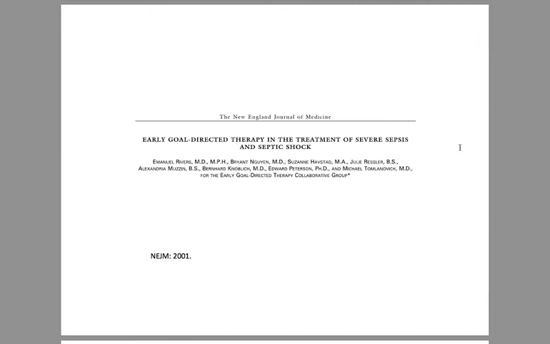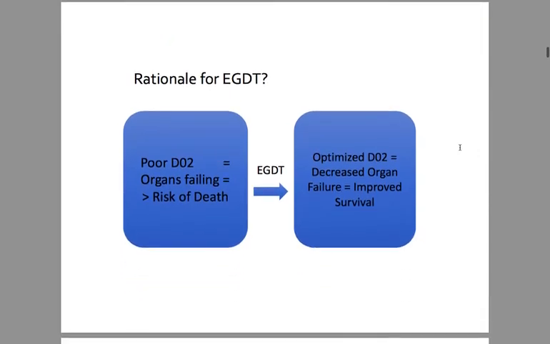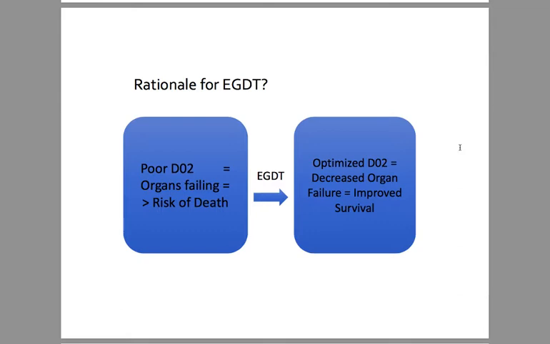This paper was published in 2001 in the New England Journal by Manny Rivers. You're all very familiar with this. This was the trial that launched the whole concept of rapid resuscitation of a patient who shows up sick with sepsis. Manny looked at it as a patient sick and in shock with impaired oxygen delivery. As their blood pressure falls, cardiac output may fall, tissues are starving for oxygen. The longer your organs go without adequate oxygen delivery and perfusion, the more organs start failing. Everyone knows the more organ systems that go down, the higher your risk is to die and not survive your episode of sepsis. So the concept was, if we rapidly restore organ perfusion and optimize oxygen delivery, we should decrease the risk of organs failing and improve survival.